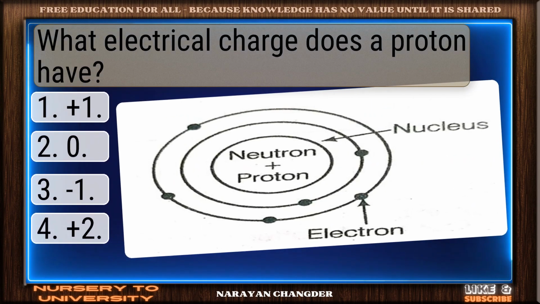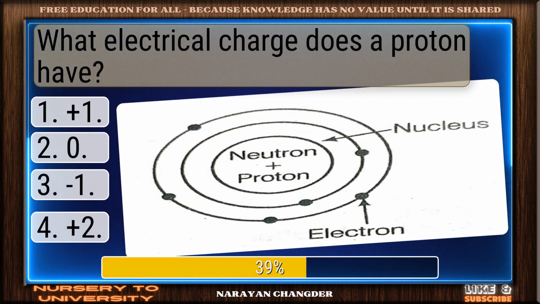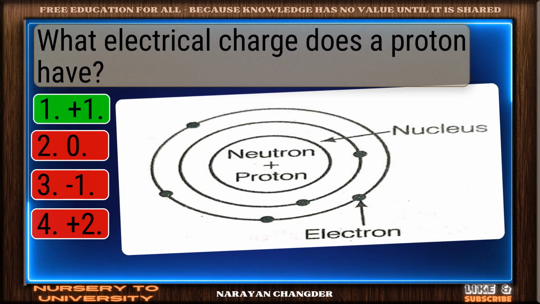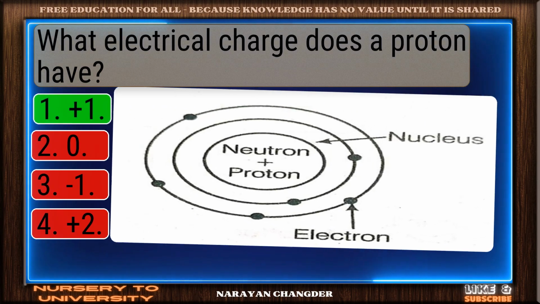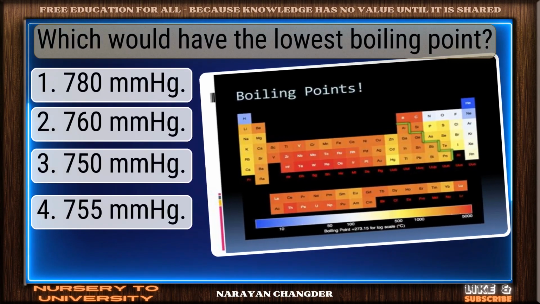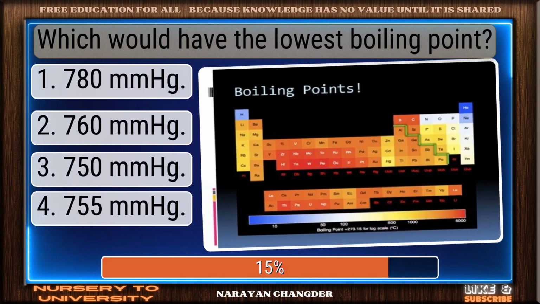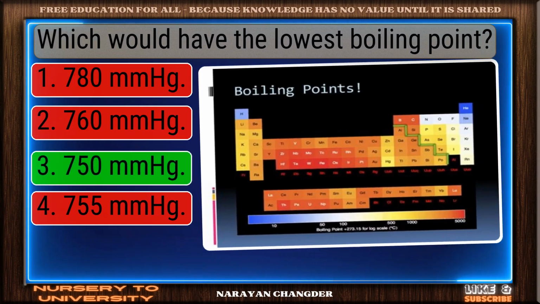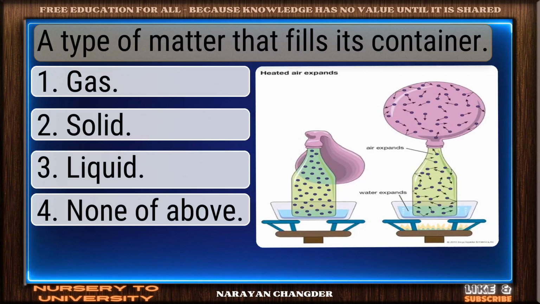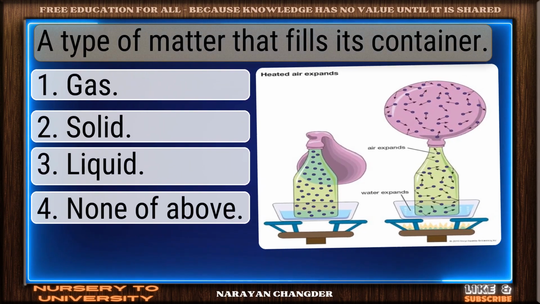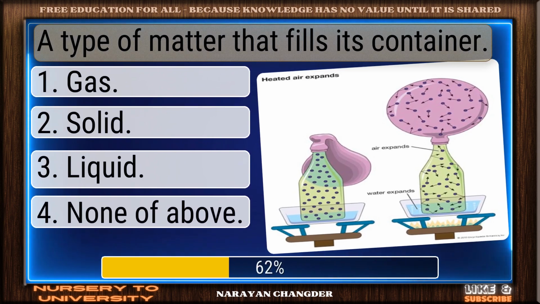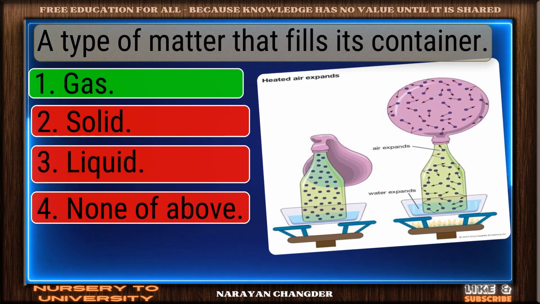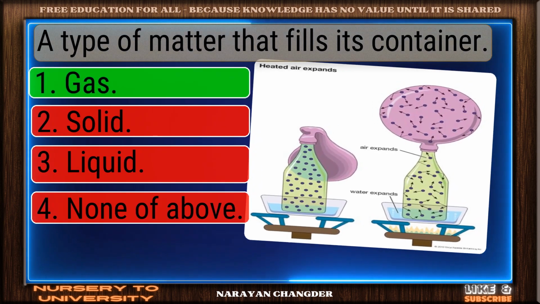What electrical charge does a proton have? Right choice. +1 is the best answer. Which would have the lowest boiling point? Exactly. 750 millig makes sense, and it is the right choice. A type of matter that fills its container. Good job. Your answer, gas, works well here.